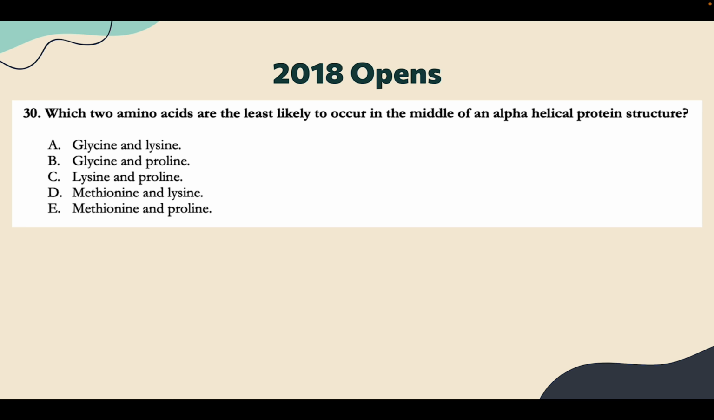Okay, so for this one, it's asking which two amino acids are least likely to occur in the middle of an alpha helical protein structure. So if you remember, alpha helices have two major amino acids that they don't like, and that's proline and glycine. The reason glycine isn't good for alpha helices is that it's simply too small. Its side chain is just a hydrogen, and that really messes with the structure. As for proline, the overall shape of it just isn't compatible with an alpha helix. So the answer is B.